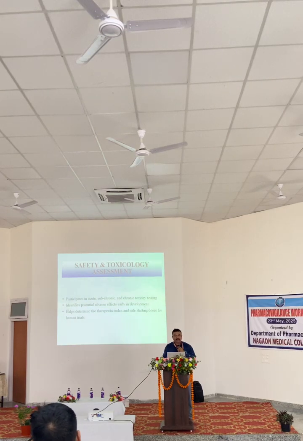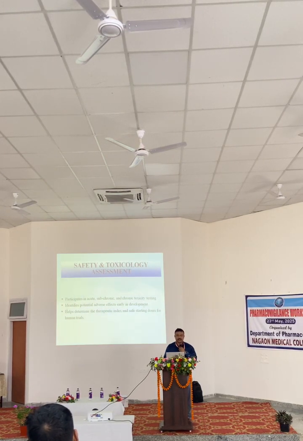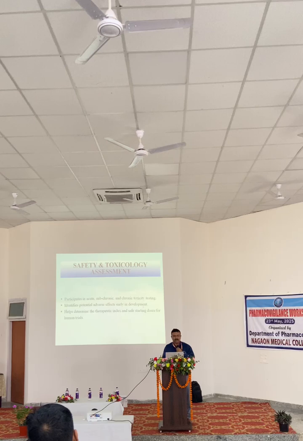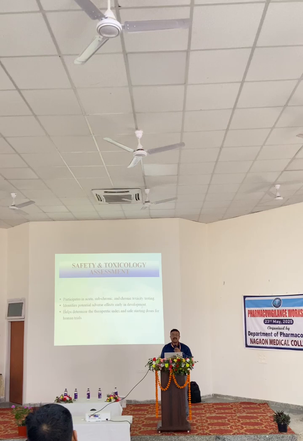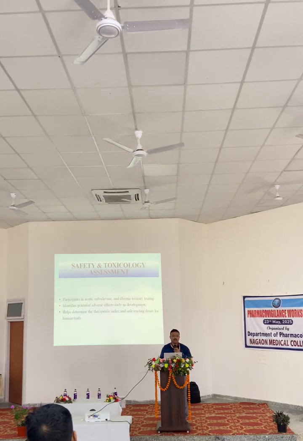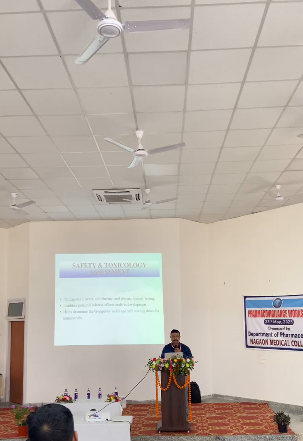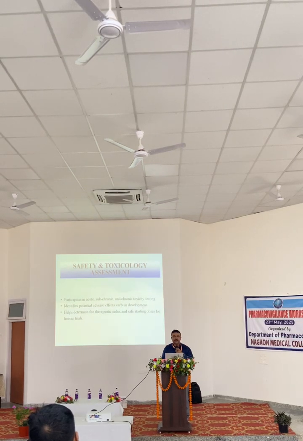Then the drug has to be safe first. So we need some safety testings. So we use acute, subchronic and chronic toxicity testings, and these testings are normally done in animal models. So this identifies potential adverse effects early in development and helps determine the therapeutic index.